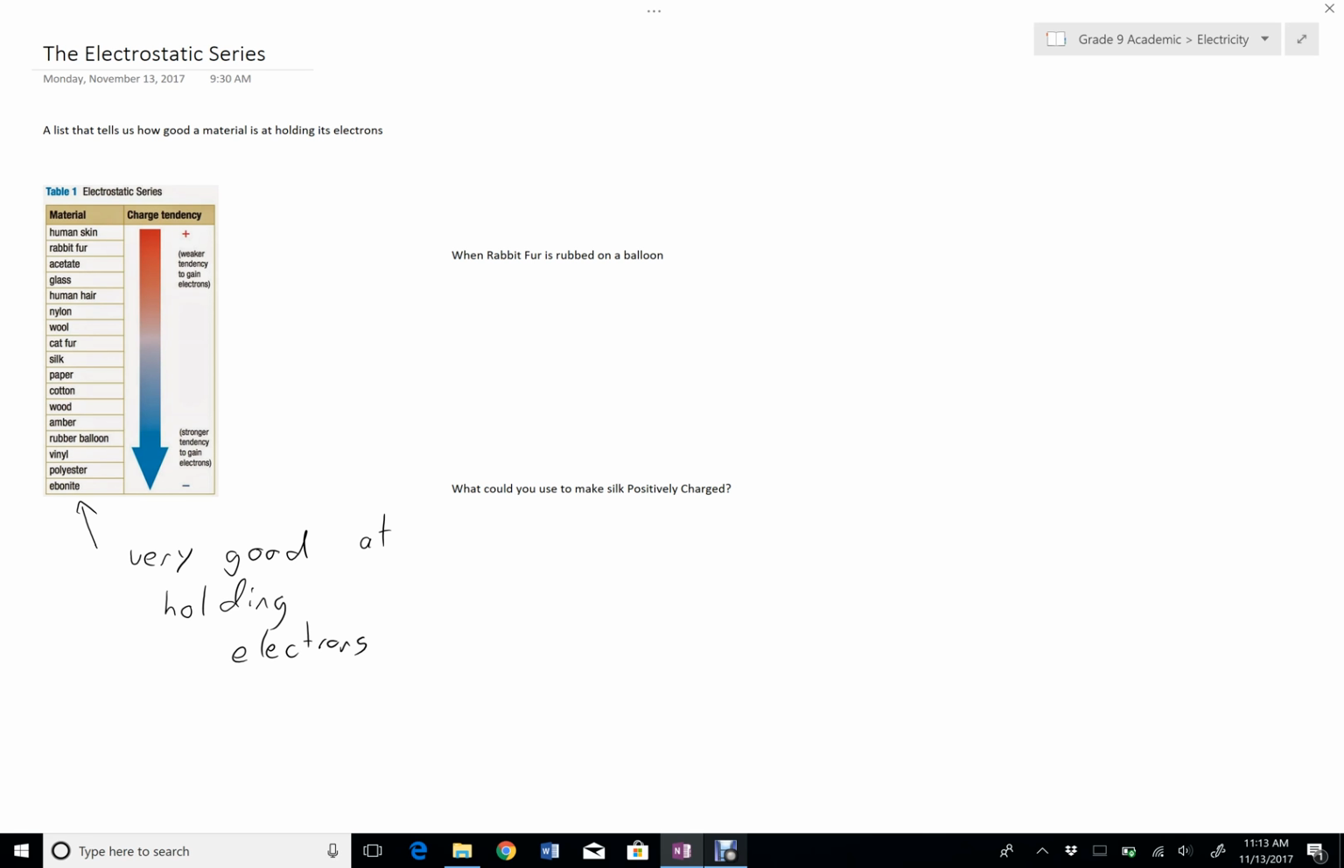So when they exchange electrons with another material, they don't tend to give theirs up. They tend to hold on to them, and so they tend to end up with an excess of electrons, and they tend to end up being negative.